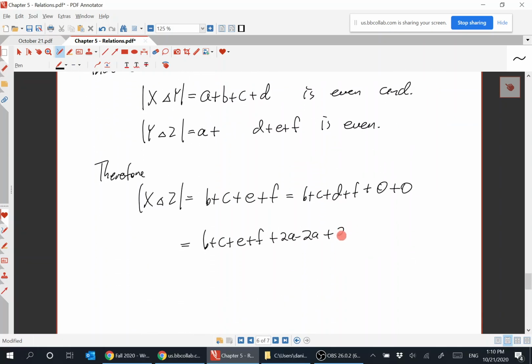D. Plus 2D minus 2D, which is equal to B plus C plus E plus F, which is equal to A plus B plus C plus D. So I put this A with that, and this D with that. So I put one A and one D with B and C, and then one A and one D with E and F. And then I still have the minus 2A minus 2D.